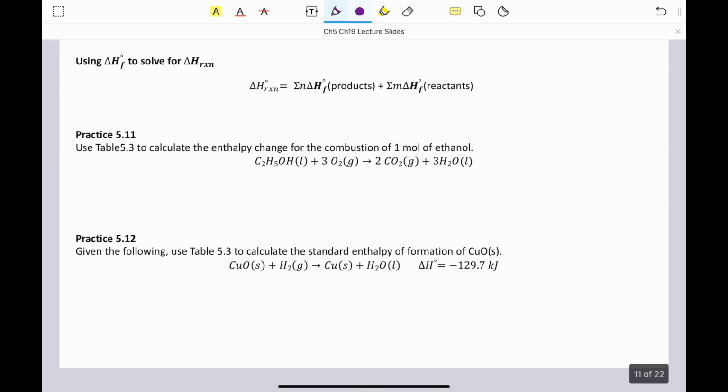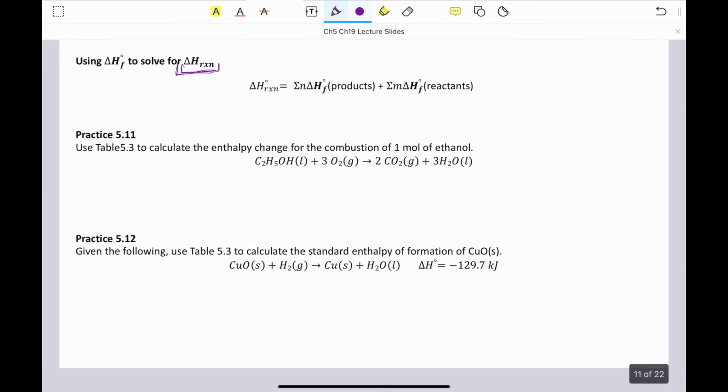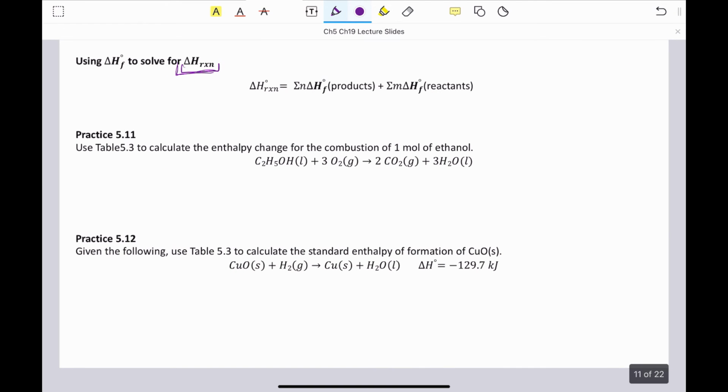So here it says using heats of formation to solve for heat of reaction, right? So if we have a reaction that we would like to know the enthalpy of, and instead of having a series of reactions to work with, all we have is this, right? So again, it's about assessing what we have and what we need. In order to come up with our heat of reaction, we would take the sum of the heats of formation times their respective moles for each. And this is the same thing for my reactants, right? And if we think about that, that should make sense, right?